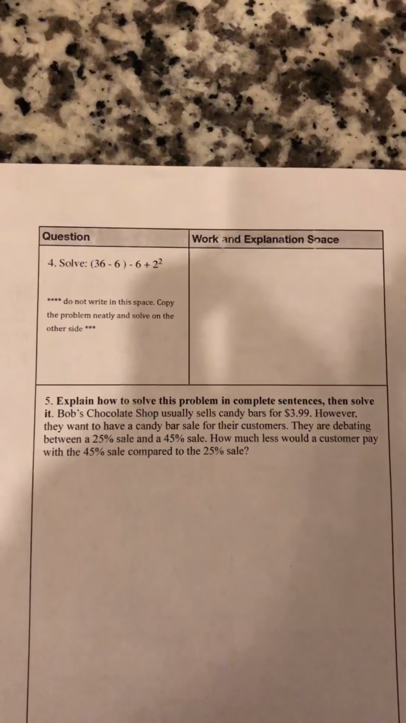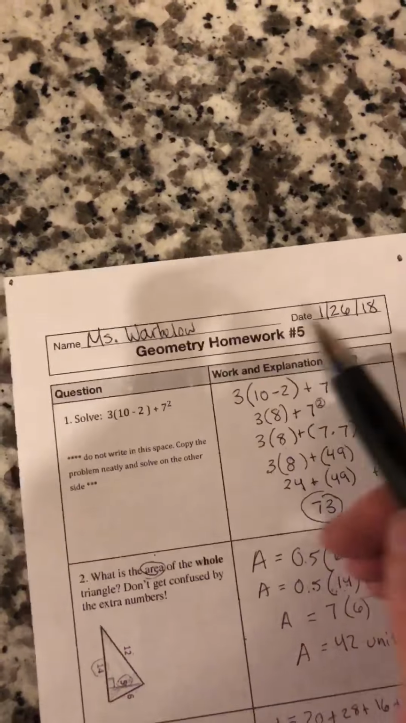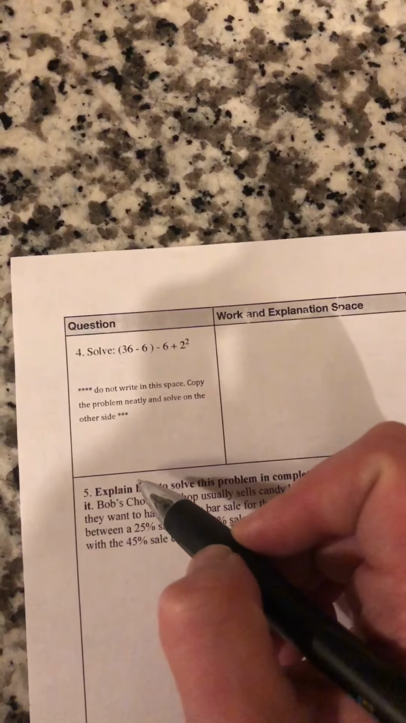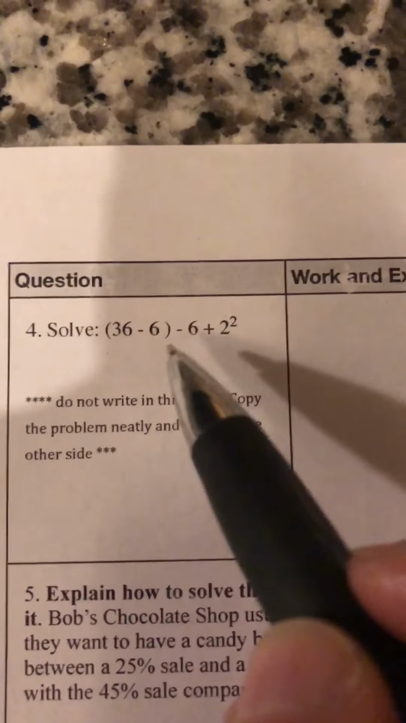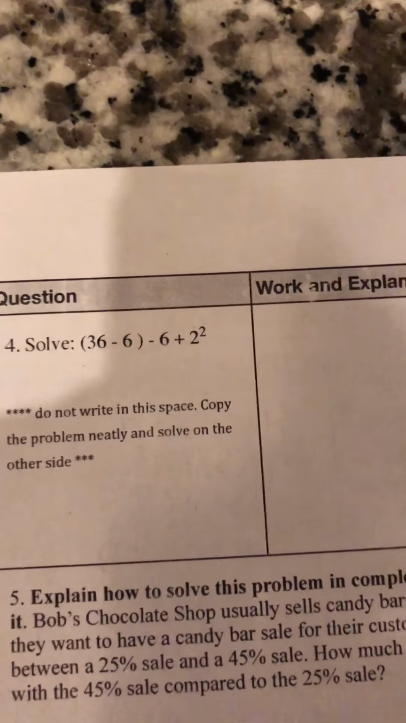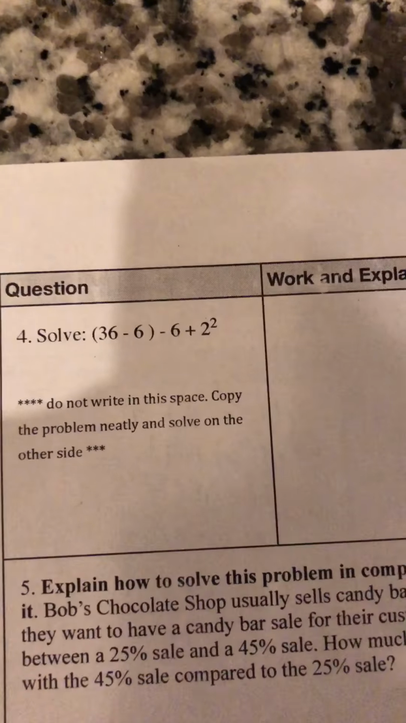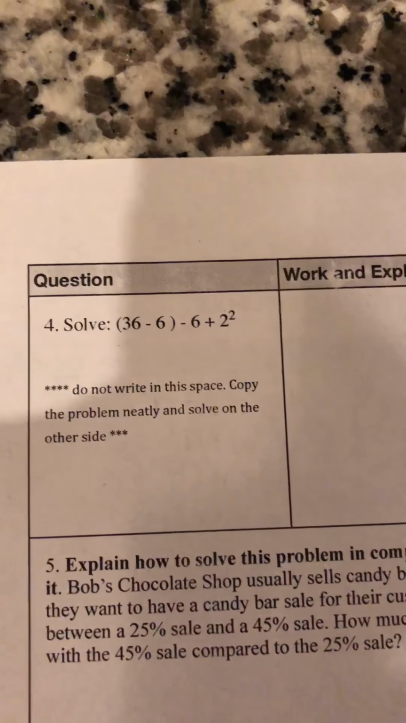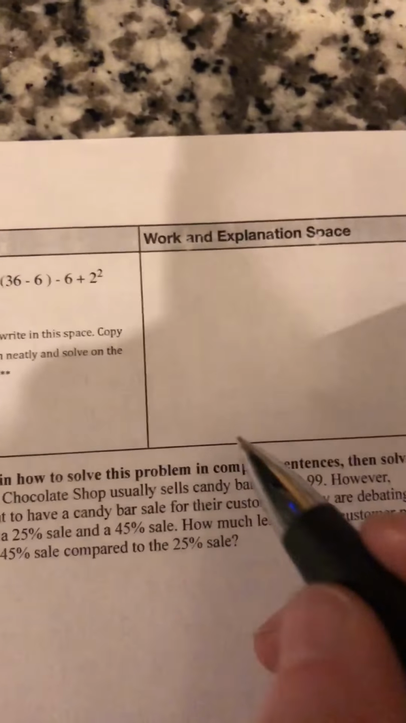All right, this is question number 4 from geometry homework number 5. For this question, we are just solving using our order of operations. If we look closely here, there is no equal sign. So in this case, we can just go straight through our order of operations: parentheses, exponents, multiplication, division, whatever comes first, and then addition, subtraction, whichever comes first.